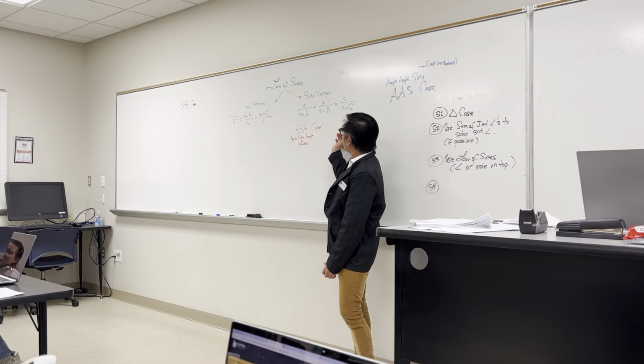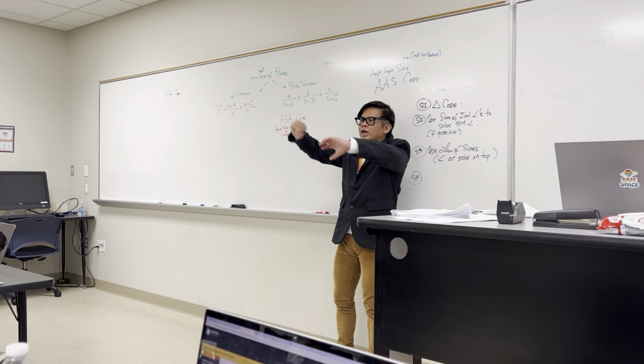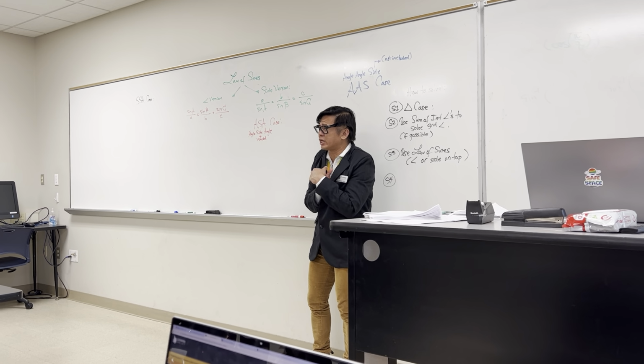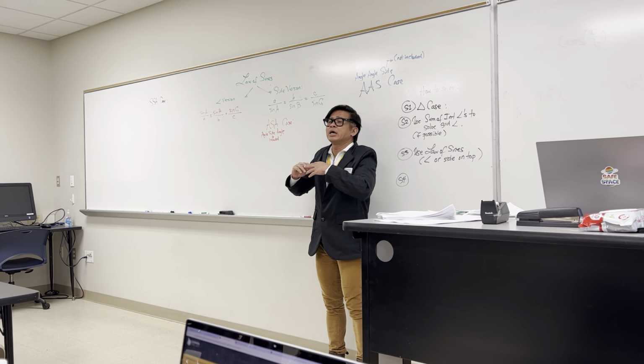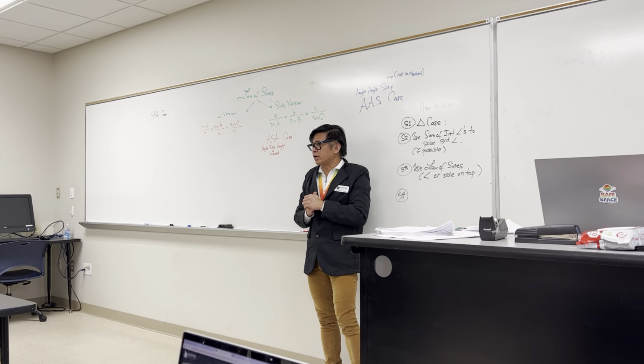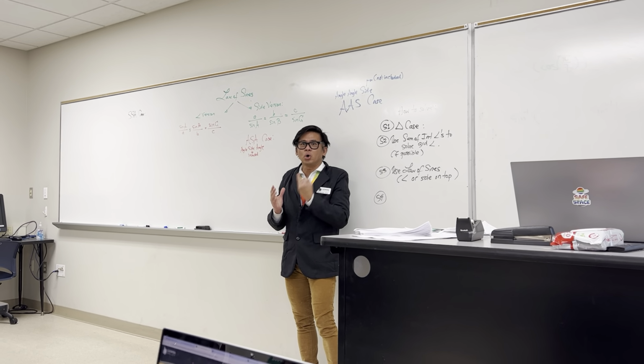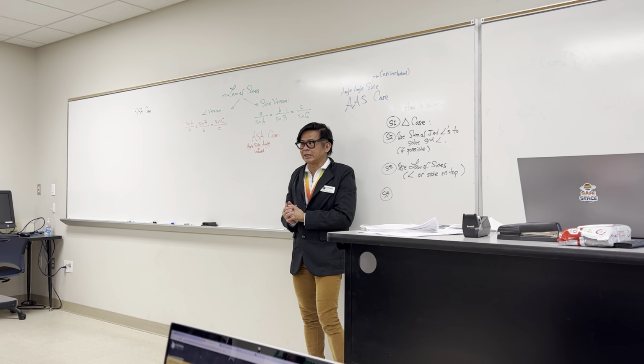So at this point, we're going to work on solving oblique triangles. Last time we did right triangles. This time we're going to deal with oblique triangles. These are triangles that have either acute or obtuse angles, right?